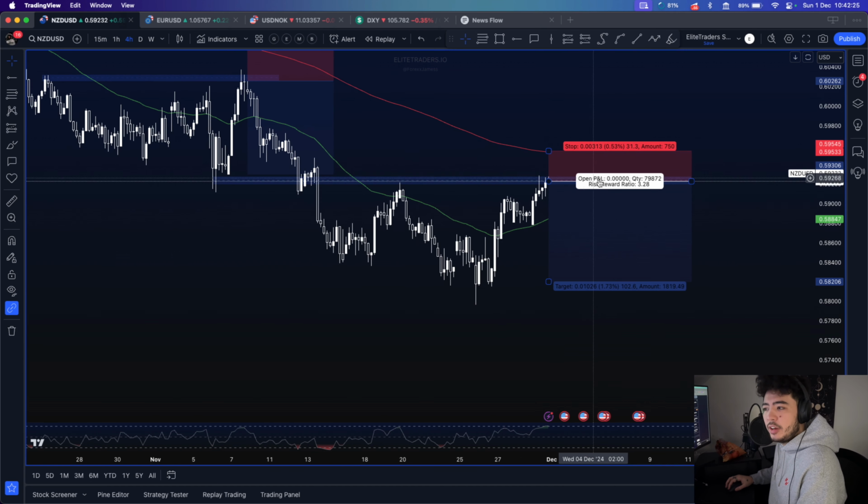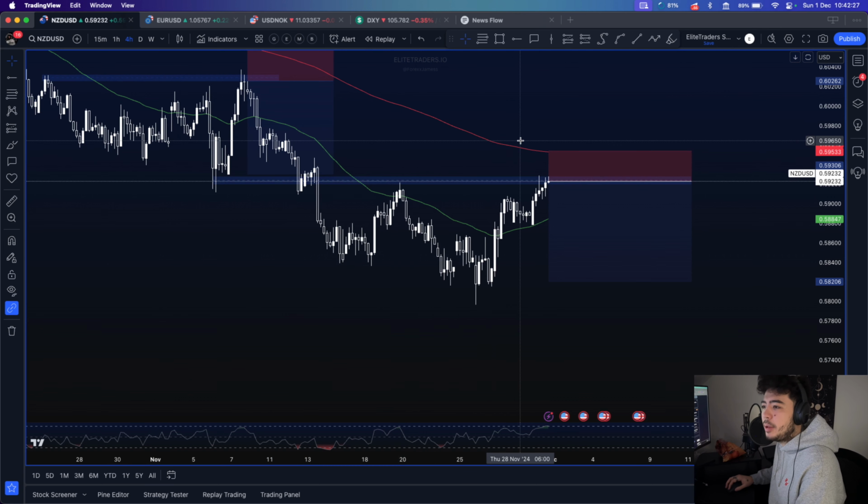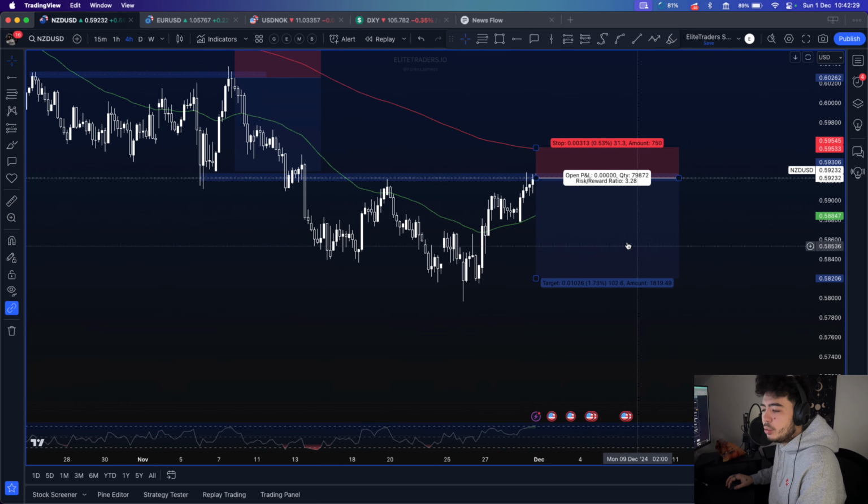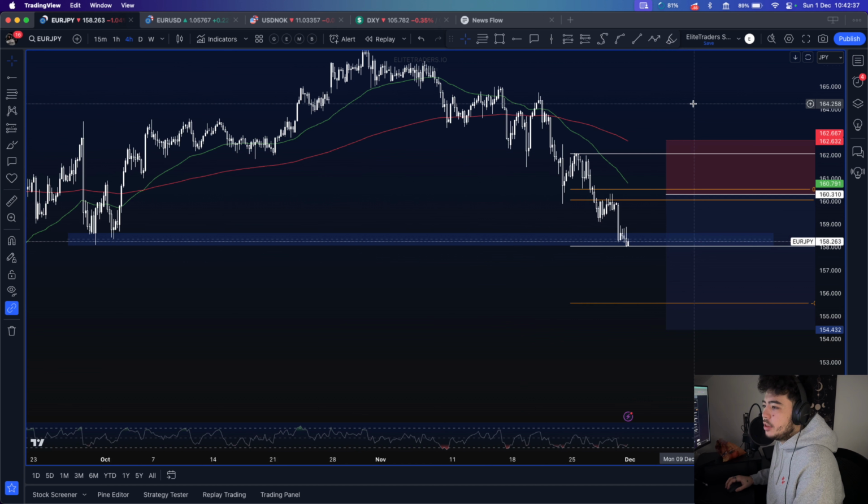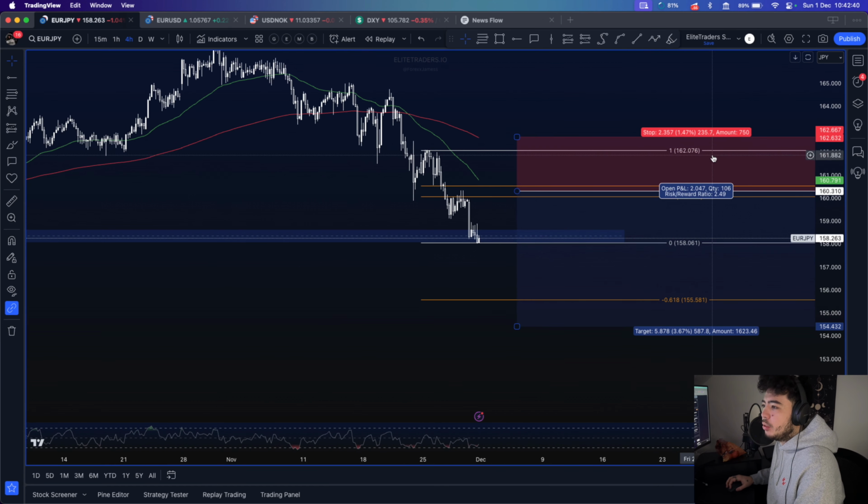So if we look, like I said, if we're following the trend, we stay a buyer in the dollar, this market looks like a great opportunity to go in for a short position. So next up, we have got the euro yen.